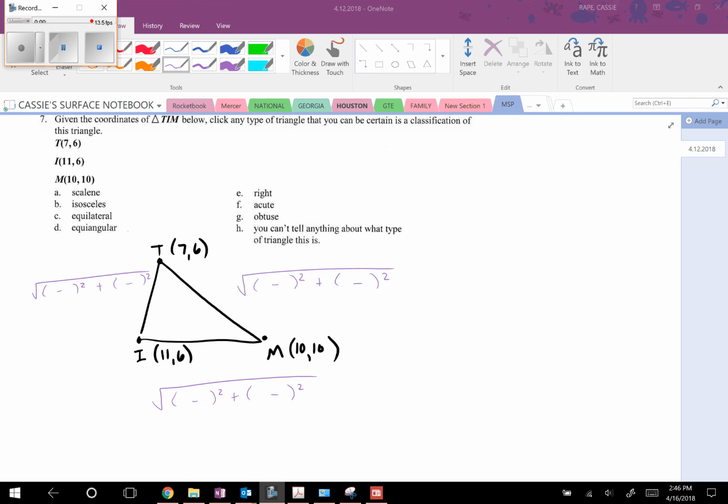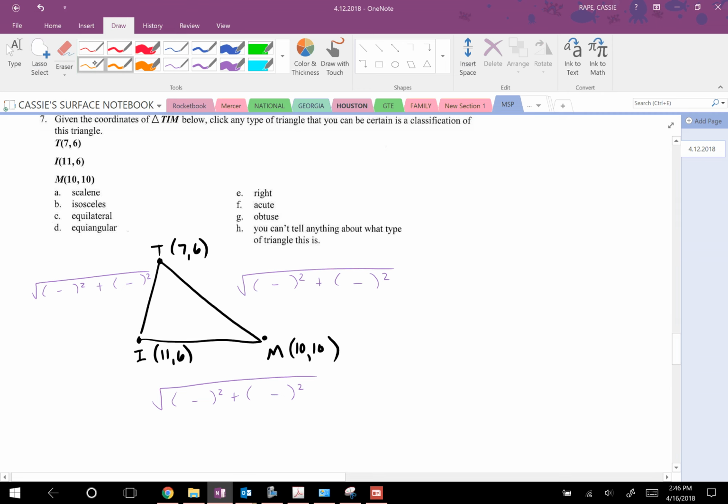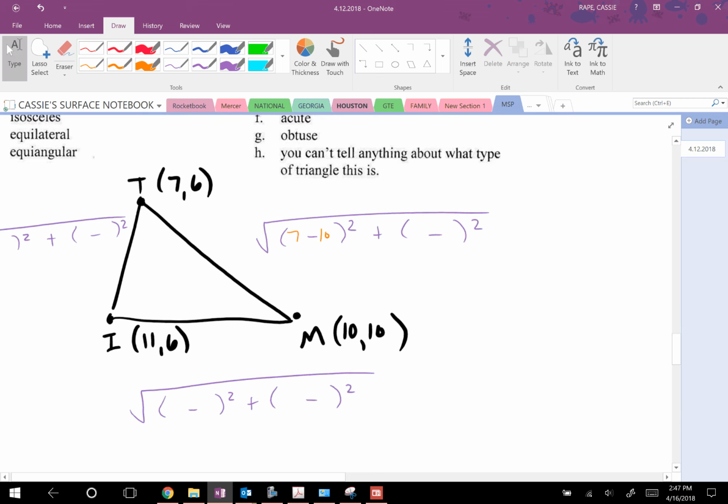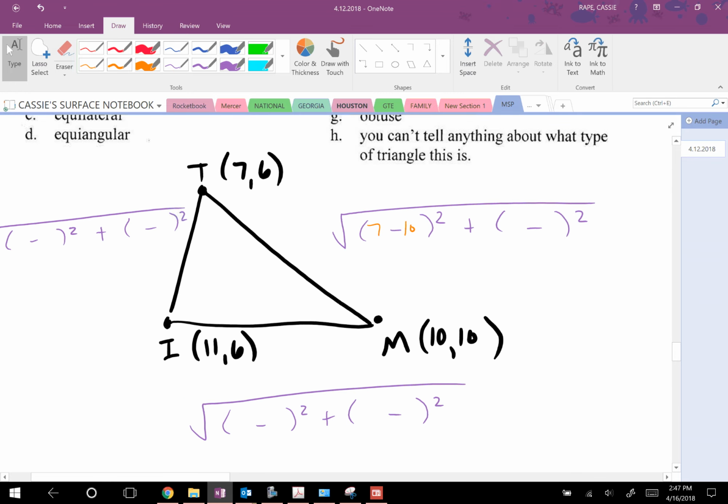Question number 7 is another triangle. We're looking at it. I went ahead and drew it out and also drew out the distance formula just so that we could get through this more quickly. So in the distance formula, we're going to put in your x's. Let me zoom in. Put in x's 7, 10 in between T and M, and the y's 6 and 10.